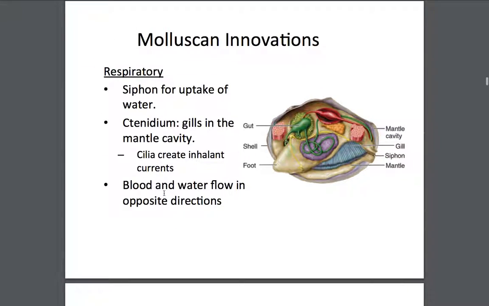Respiratory systems are a lot more advanced in this group as well. When we saw things like the platyhelminths, how did they respire? What did they do for gas exchange? Did they have any specialized structures to do it? So how did they do it? Diffusion directly across the body wall.